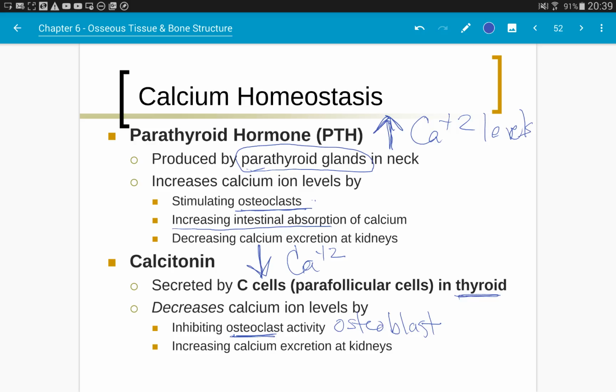You also increase calcium excretion, so you're getting rid of extra calcium in your urine. And then finally, you're also trying to decrease your calcium levels. It kind of indirectly affects your intestines, and the absorption for calcium decreases in the intestines.